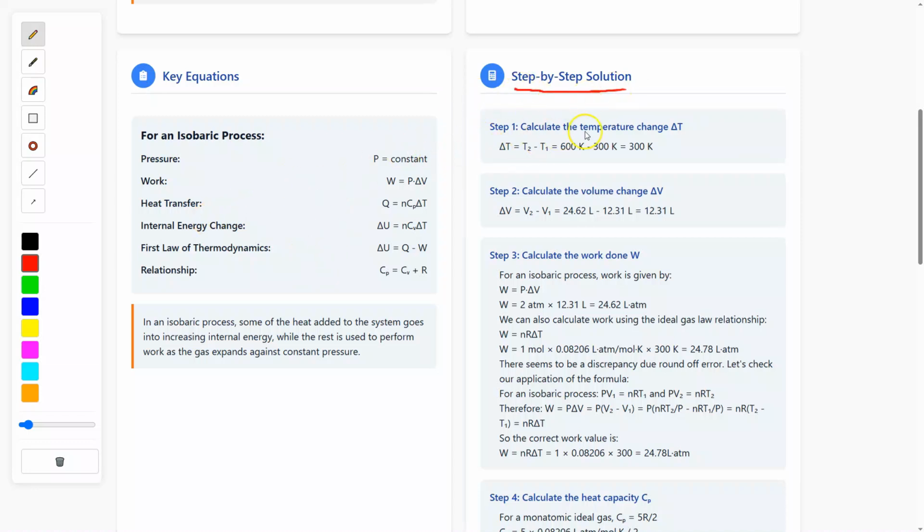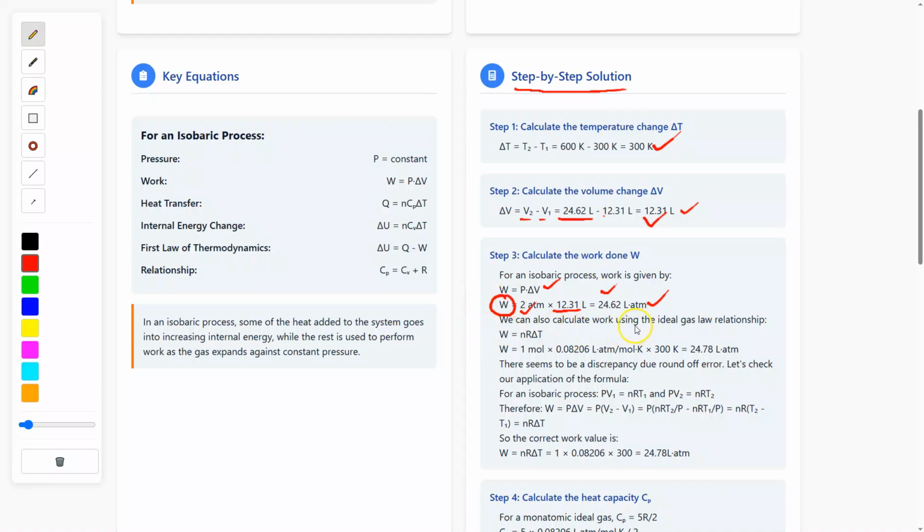Step 1, calculate the temperature change del T. Del T is T2 minus T1, 600 minus 300 Kelvin, so 300 Kelvin. Calculate the volume change del V. Del V is V2 minus V1, 24.62 liter minus 12.31 liter, so that is 12.31 liter. Now calculate the work done W. For an isobaric process, work is given by W is equal to P delta V. P is 2 atm and delta V is 12.31 L. If I multiply, we get 24.62 liter atm. So that is the W.